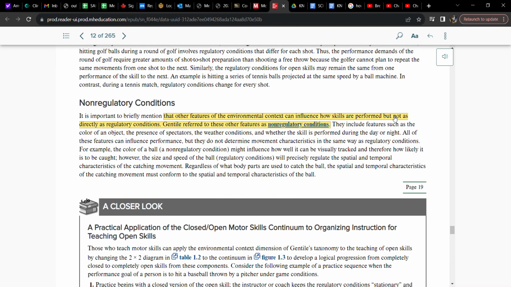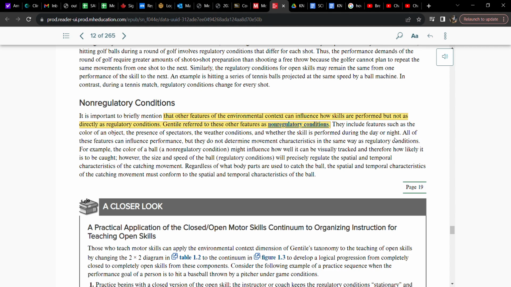Next, we're going to look at non-regulatory conditions. Other features of the environmental context that can influence how skills are performed, but not as directly as regulatory conditions, are called non-regulatory conditions. They include features such as the color of an object, the presence of spectators, weather conditions, whether the skill is performed during the day or night. Those are things that you just don't have control over. They're just existing around that component.